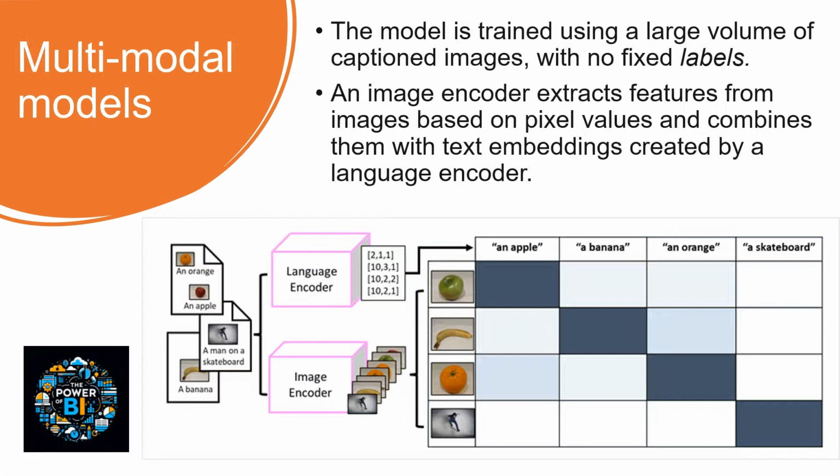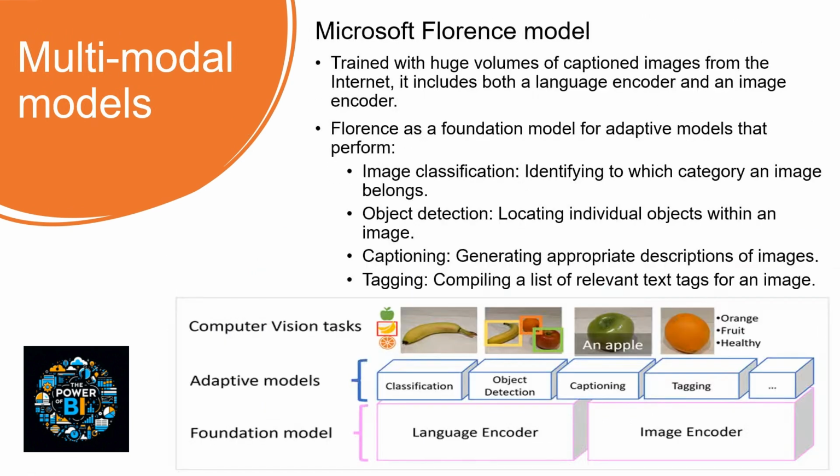The model is trained using a large volume of images with no fixed labels, and then the encoder extracts features from the image based on the pixel values and combines them with the text embedding created by a language encoder. The Microsoft Florence model is an example of such a model, trained with huge volumes of captioned images from the internet. It includes both a language encoder as well as an image encoder. So it's an example of a foundation model, which is a pre-trained generic model that can be adapted to do specific or specialist tasks.